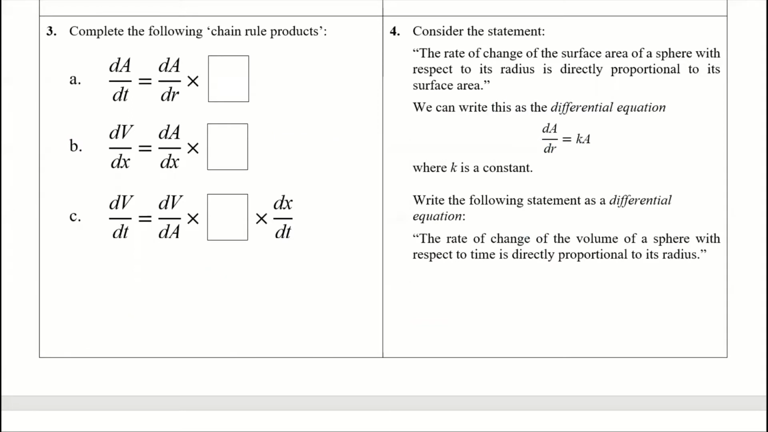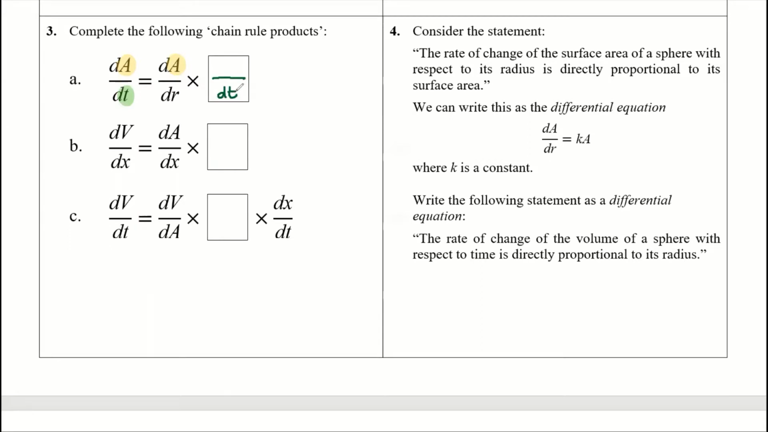Okay, now for number 3, we've got some chain rule products here. So this is basically establishing the correct derivatives to create the derivative that we have on the left-hand side. So you'll notice immediately in part A, we have dA by dt. And now I've got the A set up already. That's been given to me. Now, I need to have a dt on the bottom. I'm forced to do that because the left-hand side tells me that's what I have to have. Okay, so I've got to have a dt on the bottom. So I'm going to put that in first.